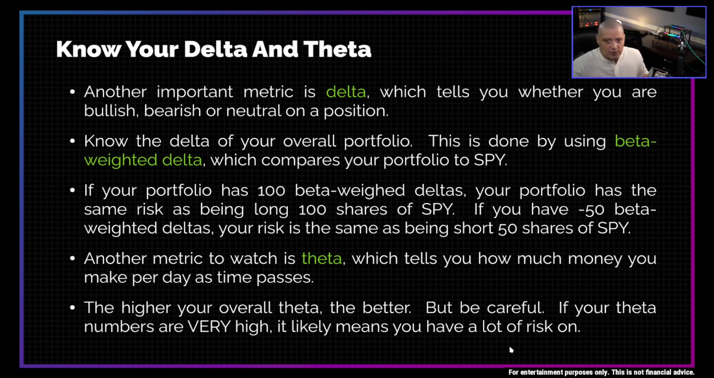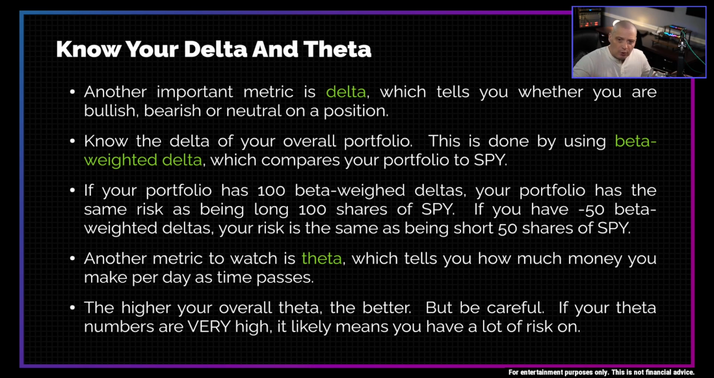So a beta weighted delta basically takes your portfolio and compares your overall options portfolio to SPY. The way this works is if your overall portfolio has 100 beta weighted deltas, for example, then that means your options portfolio has the same risk as you being long 100 shares of SPY. If your options portfolio has an overall beta weighted delta of -50, that means your options portfolio has the same risk as if you are short 50 shares of SPY.